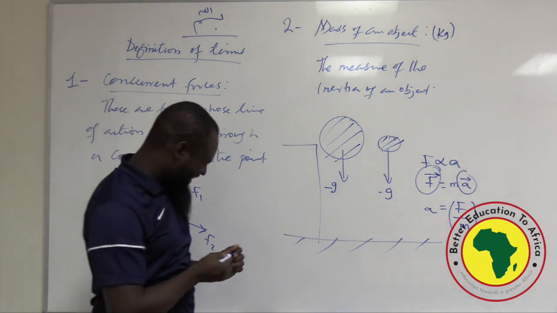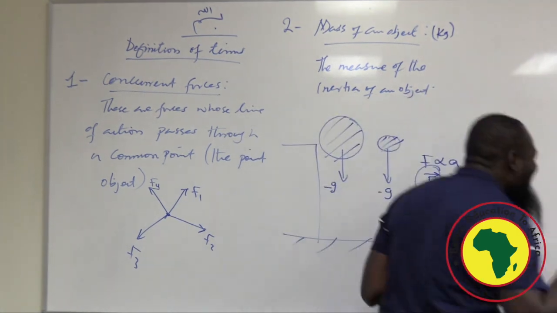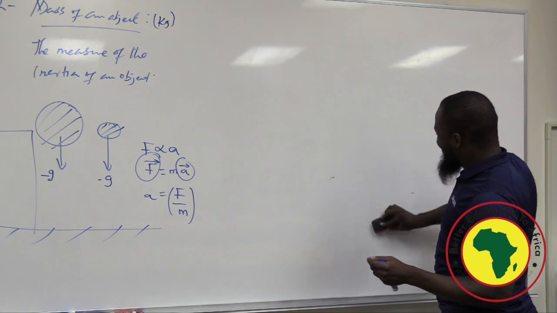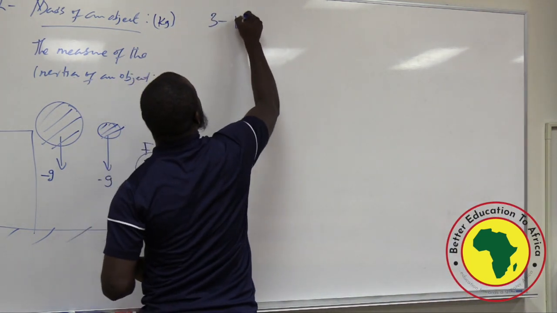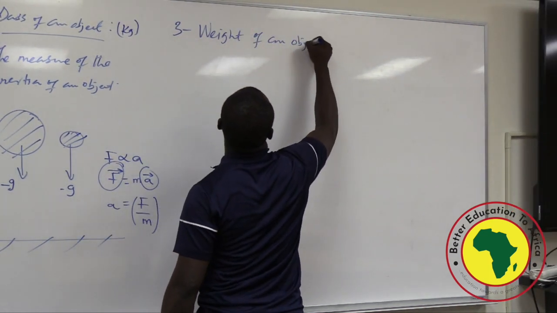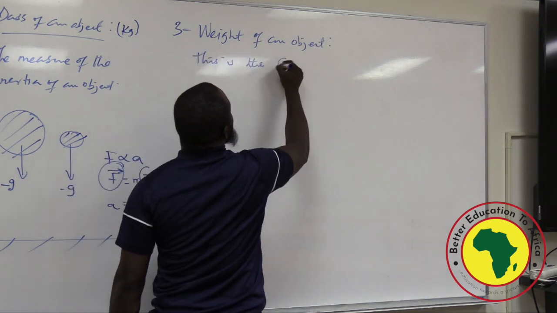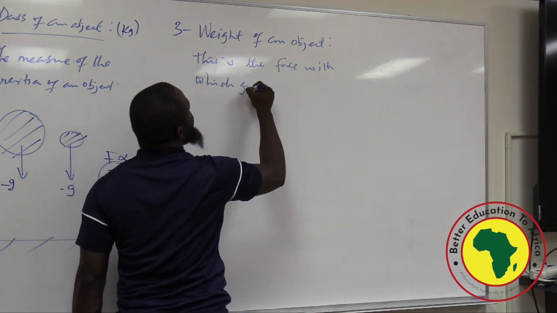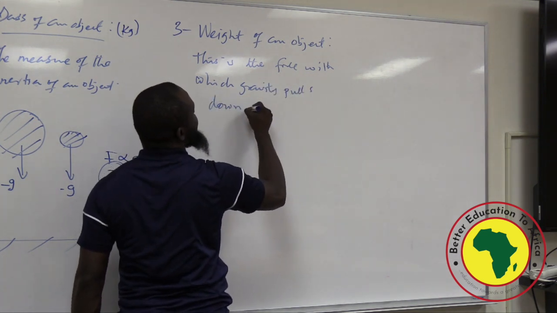Let's talk about weight. The weight of an object. Wait so that we can talk about weight. Now, what do you mean by the weight of an object? This is the force with which gravity pulls down on that object.